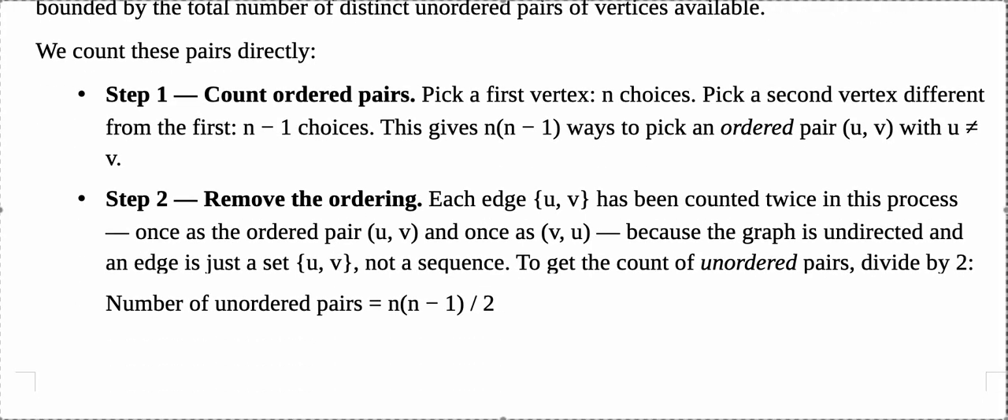So we do step 1, which is count ordered pairs. You pick a vertex, any of n vertices are all the choices, and then pick a second vertex from the rest, then it's n minus 1 choices if the number of vertices was n. And then that gives n times n minus 1 ways to pick an ordered pair if you start with a concrete vertex.